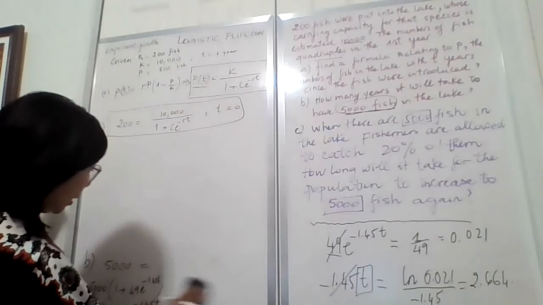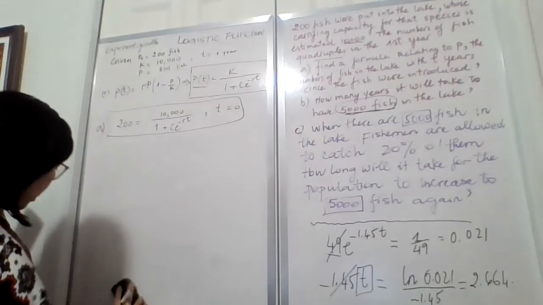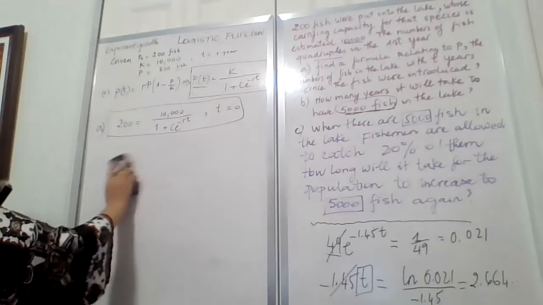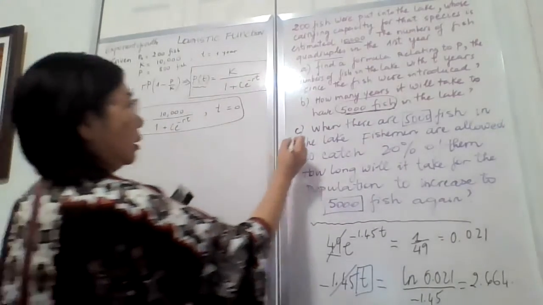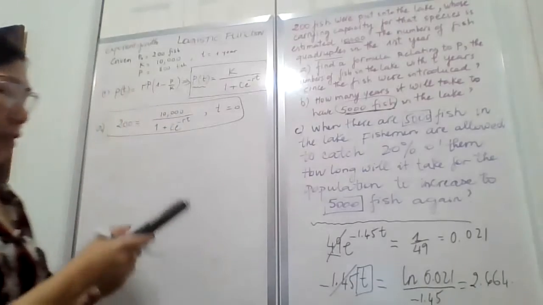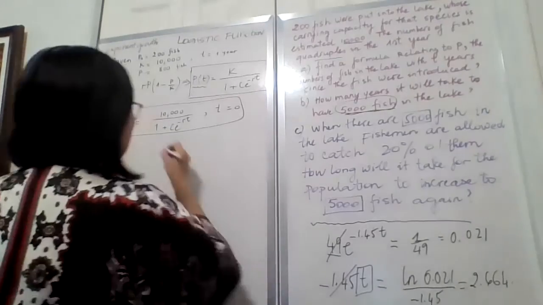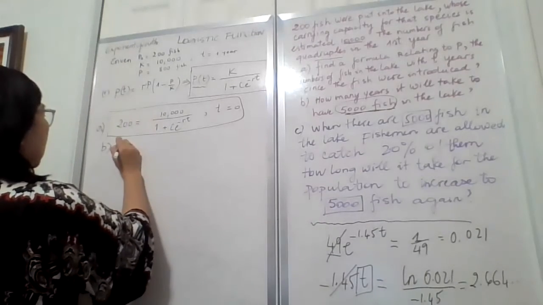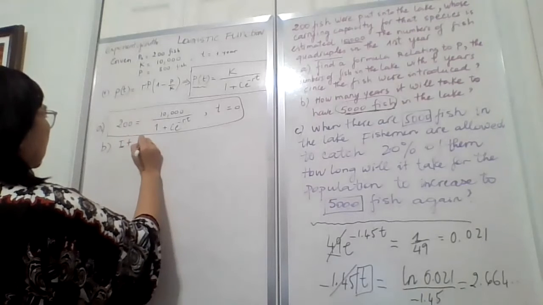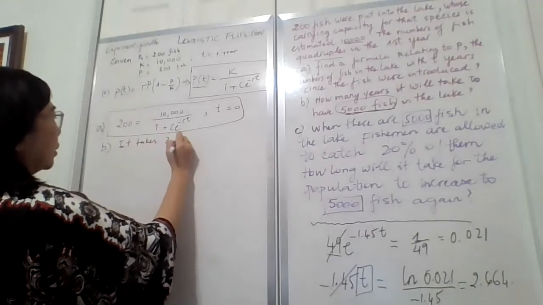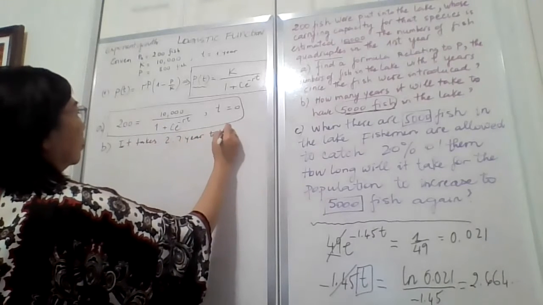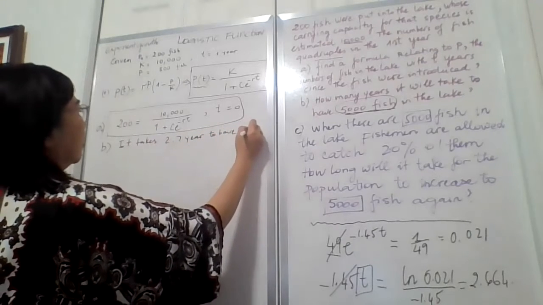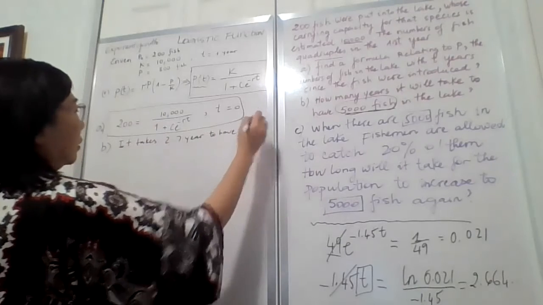Okay, so now let's see what we're going to do. There's one last question, and that's getting very interesting. Let me read the question C to you. So now you know the answer for B: it takes 2.7 years to have 5,000 fish in the lake.